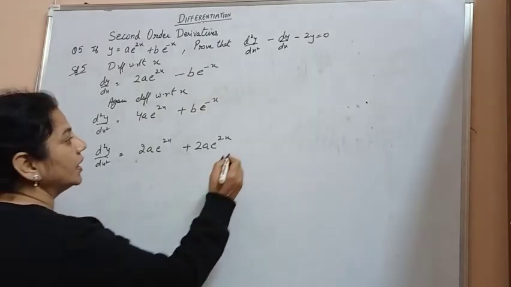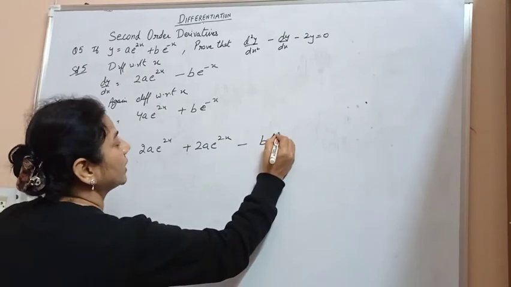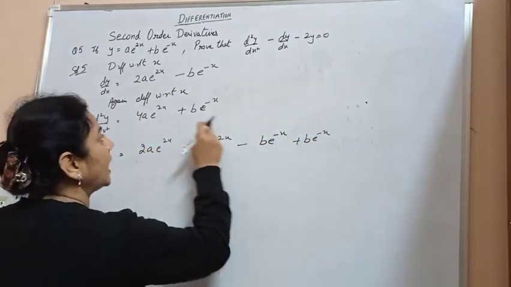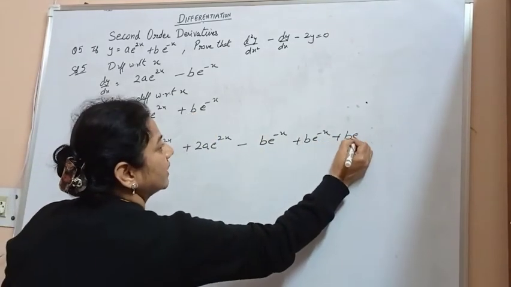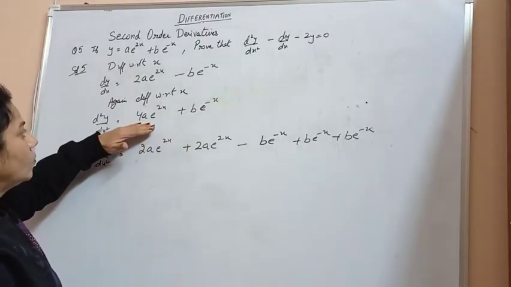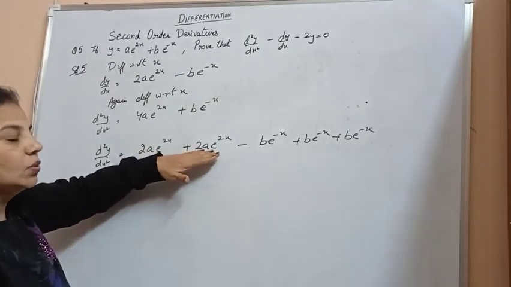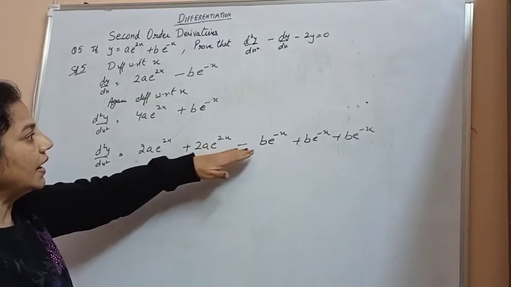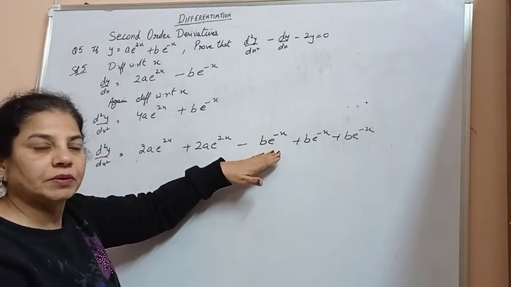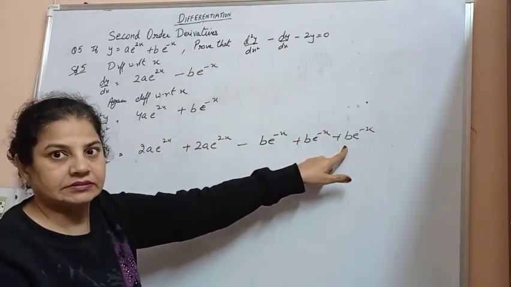So what should I do? I will subtract 1 b e to the power minus x and add b e to the power minus x, and plus b e to the power minus x is already there. Now observe this carefully. 4a e to the power 2x split as 2a e to the power 2x, 2a e to the power 2x. I add minus b e to the power minus x and subtract minus b e to the power minus x, and here plus b e to the power minus x.